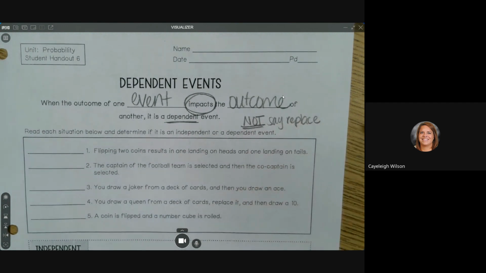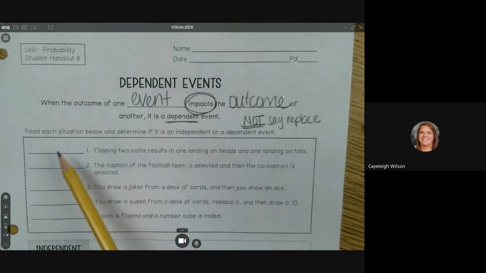So if it's independent, it will say you draw this, then replace it and draw this. Or you pick this, return it, and then pick this. Or it will be things that have no effect on each other at all, like spinning a spinner and rolling a die, flipping a coin and rolling a die, flipping a coin and spinning a spinner. Things that have nothing to do with each other are independent. Or the word replace, return. Dependent will not say replace or not say return. And one event will impact the second event.